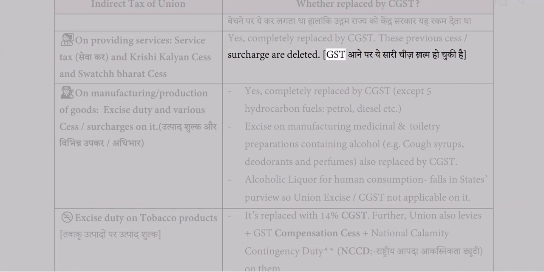GST. On manufacturing or production of goods: excise duty and various cesses and surcharges on it. Yes, completely replaced by CGST, except for five hydrocarbon fuels: petrol, diesel, etc. Excise on manufacturing medicinal and toiletry preparations containing alcohol, e.g. cough syrups, deodorants and perfumes, is also replaced by CGST.